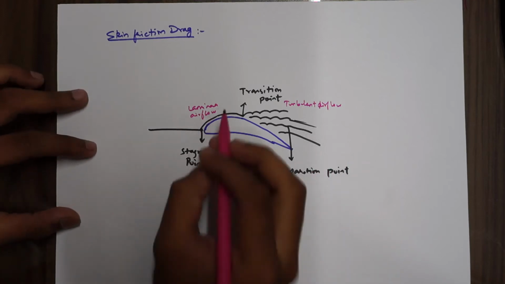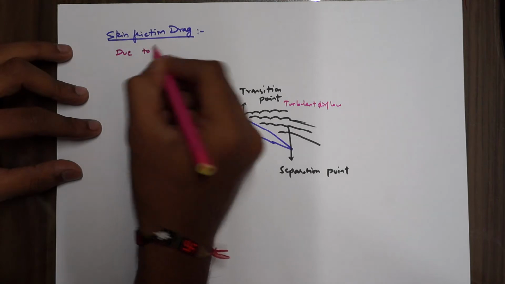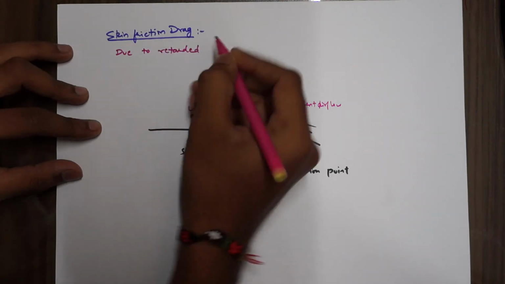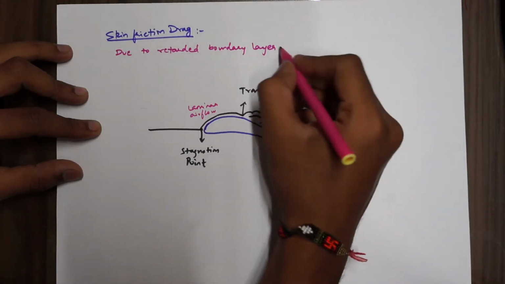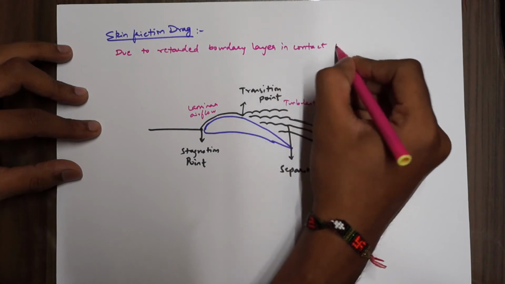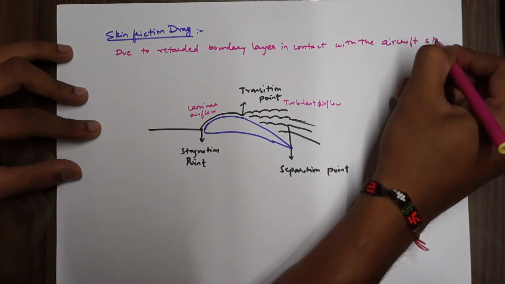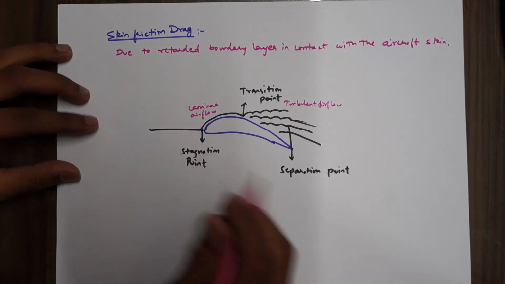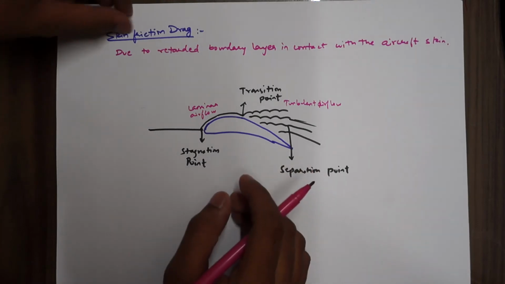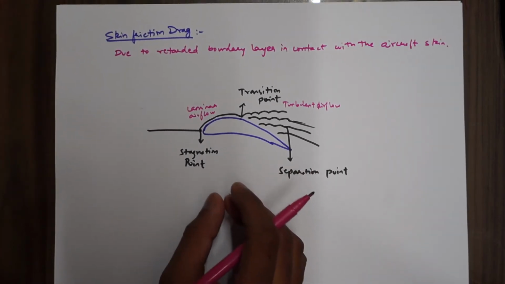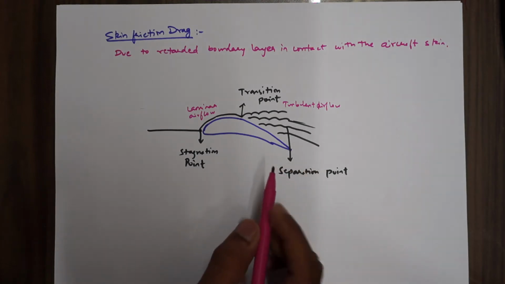So the exact definition I'm writing here: skin friction drag is due to the retarded boundary layer in contact with the aircraft skin. So basically it is a factor depending on the smoothness of the aircraft surface. If you want less friction, you smoothen the surface. So that is skin friction drag.